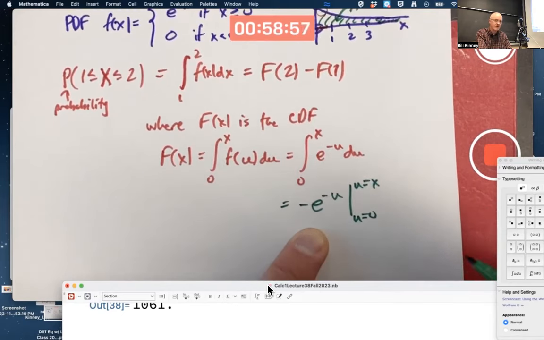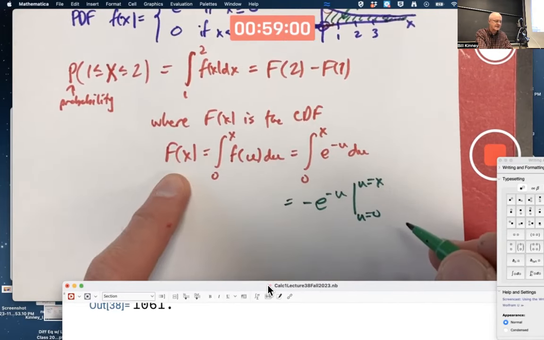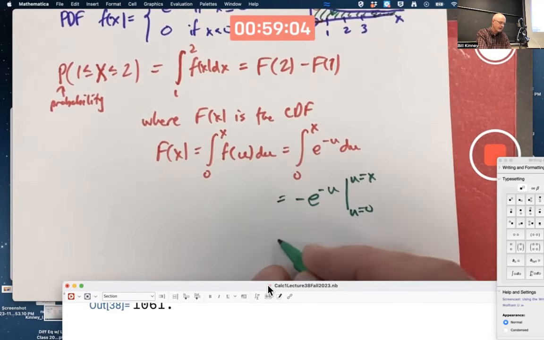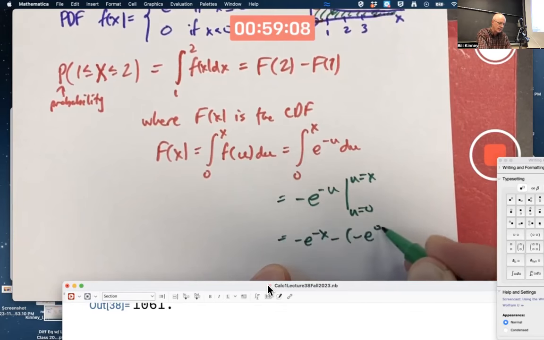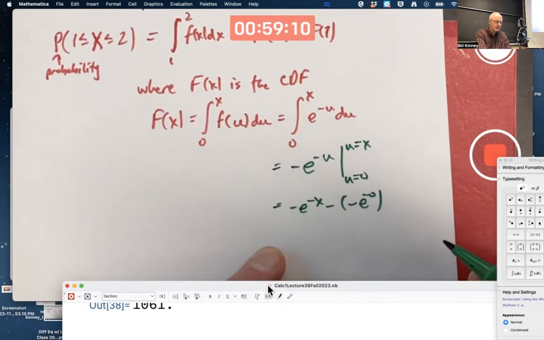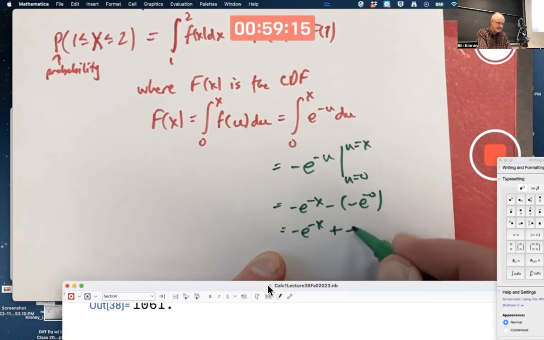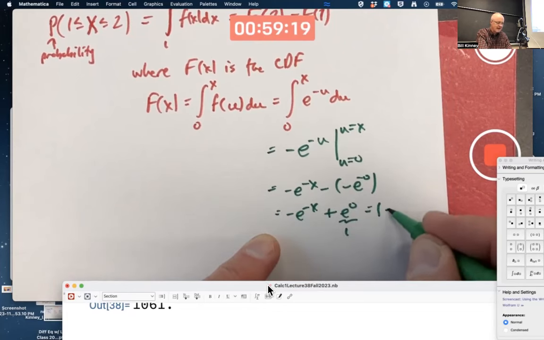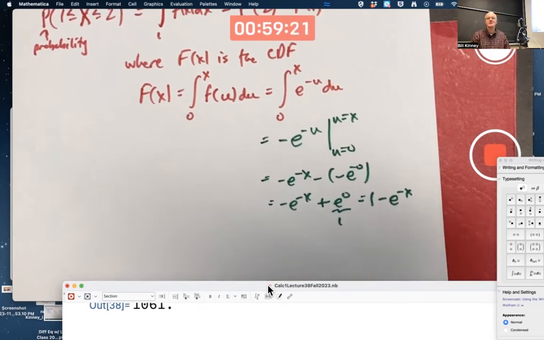A little strange here. The variable for this function, capital F, is the upper limit of the integral, which over here becomes this upper limit. Plug in that upper limit first and subtract what you get when you plug in the lower limit. So you get negative e to the negative x plus e to the 0, but e to the 0 is 1. This is 1 minus e to the negative x when you simplify it. One particular antiderivative.